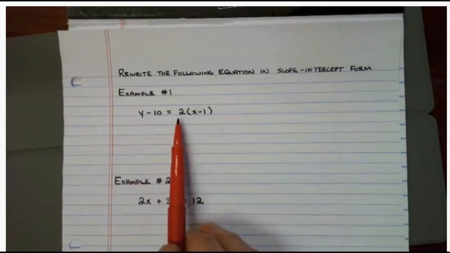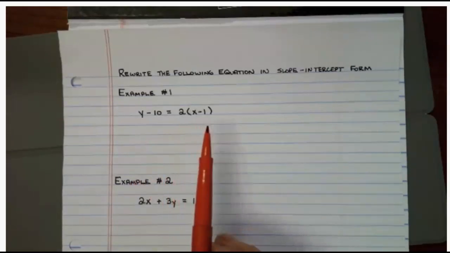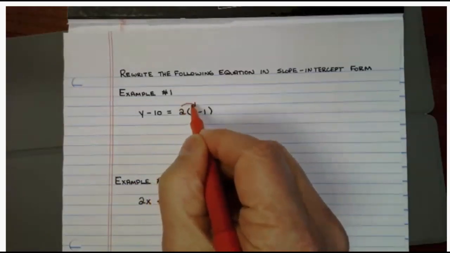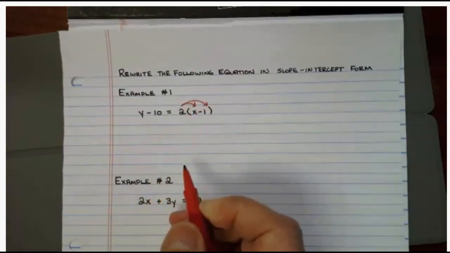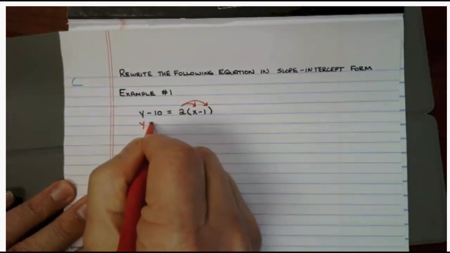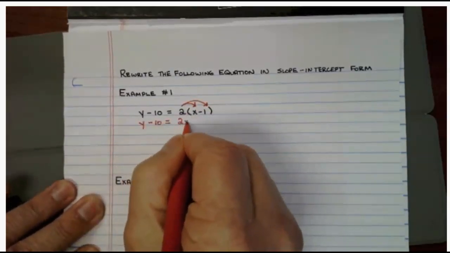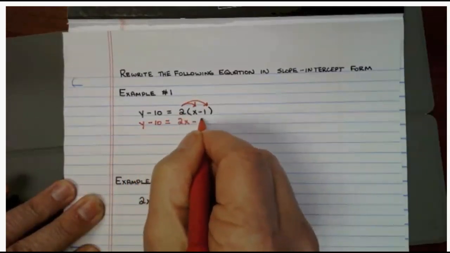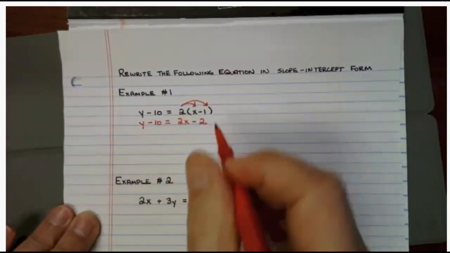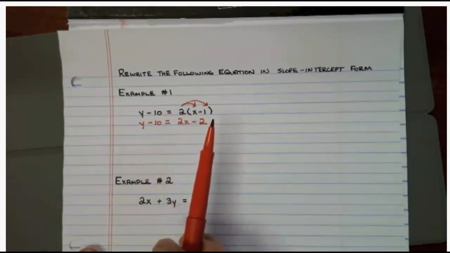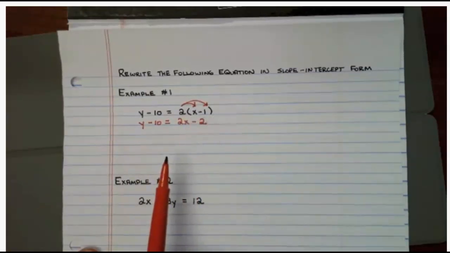One of my rules for solving an equation is I need to use the distributive property first. And that's what we're going to do. We're going to take this 2 and multiply it to each term inside there. y minus 10 is equal to 2 times x, 2x. 2 times -1 is -2. So I'm trying to put this in slope-intercept form. I need to use my distributive property first if it has parentheses in it.